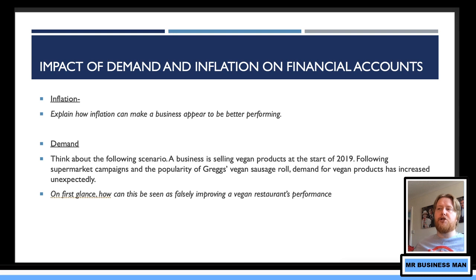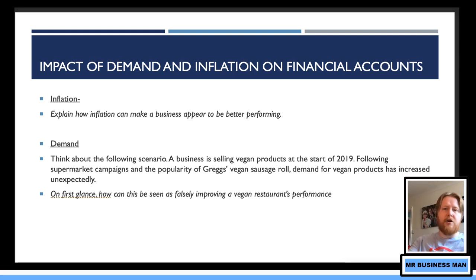Impact of demand and inflation on financial accounts. Okay. Now, it says, explain how inflation can make a business appear to be performing better. Think about the following scenario. A business is selling vegan products at the start of 2019. Following supermarket campaigns and the popularity of Greg's vegan sausage roll, demand for the vegan products has increased unexpectedly. At first glance, how can this be seen falsely improving a vegan restaurant's performance?